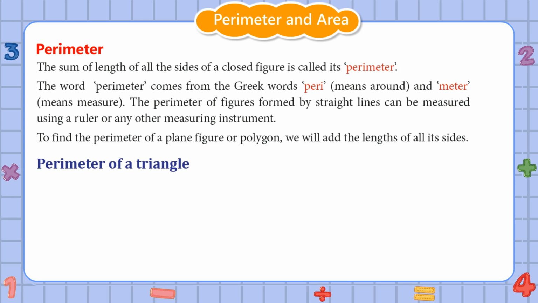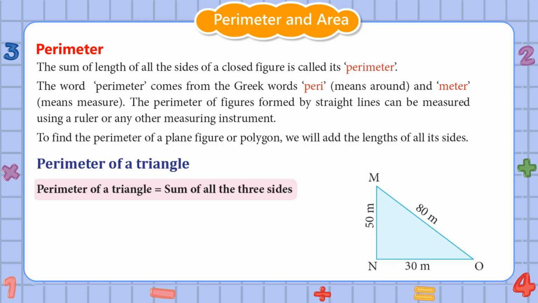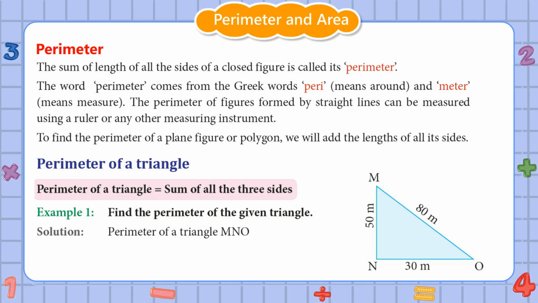Perimeter of a triangle. Perimeter of a triangle is equal to the sum of all the three sides. Example 1. Find the perimeter of the given triangle. Solution. Perimeter of triangle MNO is equal to NM plus MO plus ON. It is equal to 50 meter plus 80 meter plus 30 meter, which is equal to 160 meter.